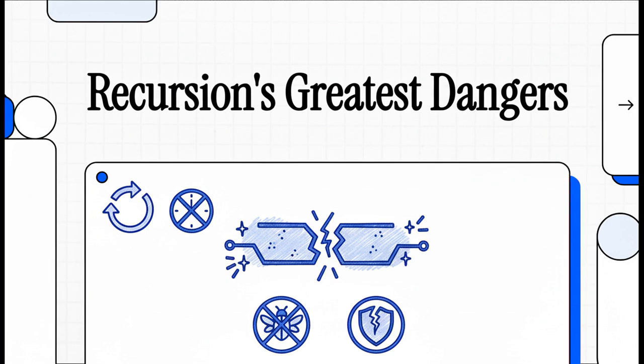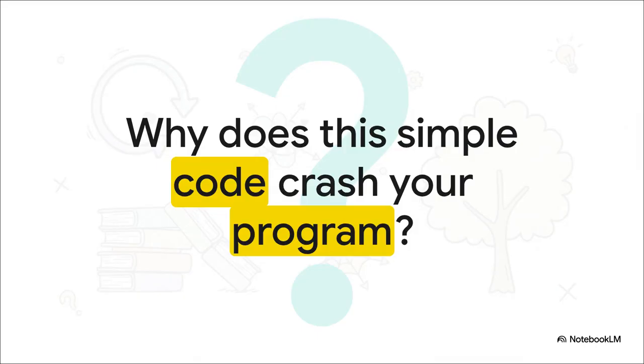Let's kick things off with a piece of code that looks totally innocent, but is hiding a fatal flaw. Okay, so take a look at this. On the surface, it seems super simple, right? We've got a function, countdown_bug. It takes a number, and then it just calls itself with that number plus 1. Simple. But if you actually run this, it doesn't just fail. It brings your entire program to a screeching halt.